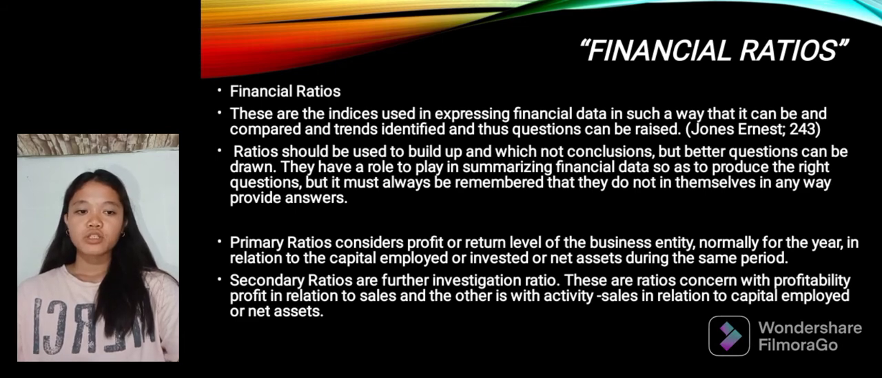Primary ratios consider the profit or return level of the business entity, normally for the year, in relation to the capital employed or invested or net assets during the same period. Secondary ratios are further investigation ratios. These are ratios concerned with profitability, profit in relation to sales, and the other is with activity, sales in relation to capital employed or net assets.